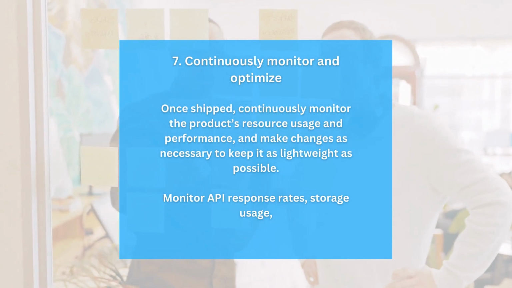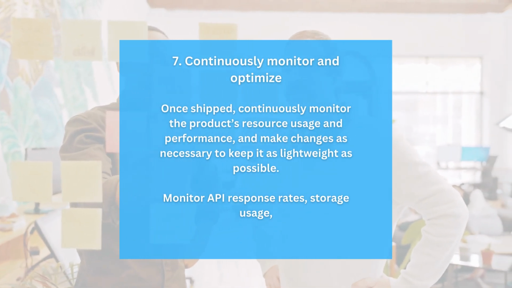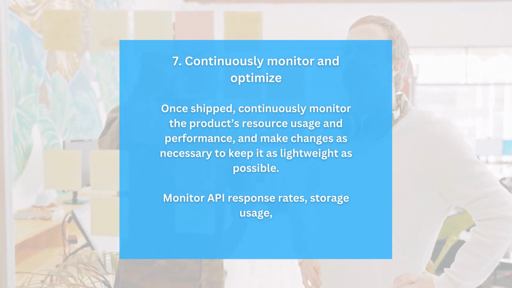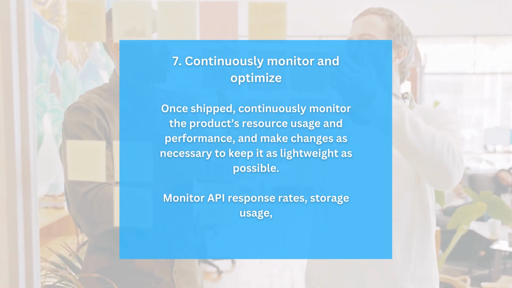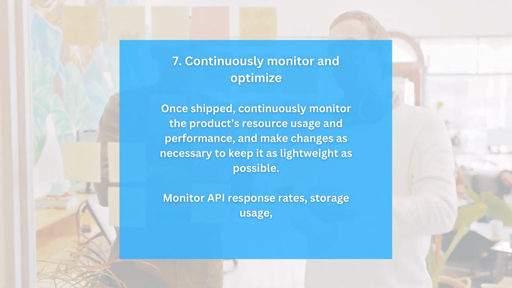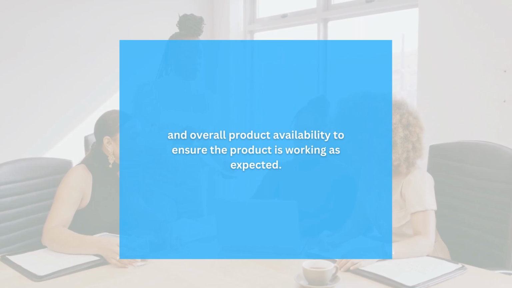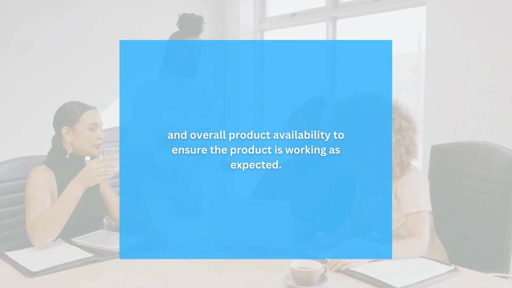7. Continuously monitor and optimize. Once shipped, continuously monitor the product's resource usage and performance, and make changes as necessary to keep it as lightweight as possible. Monitor API response rates, storage usage, and overall product availability to ensure the product is working as expected.